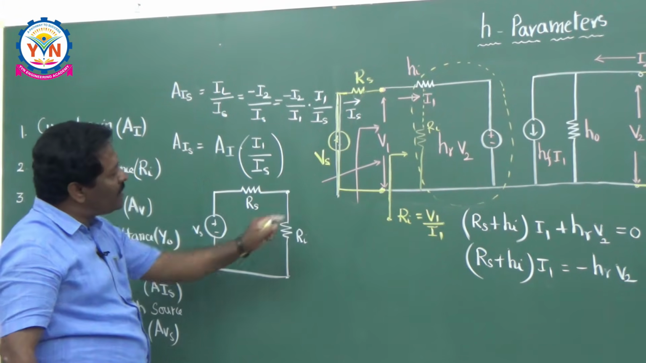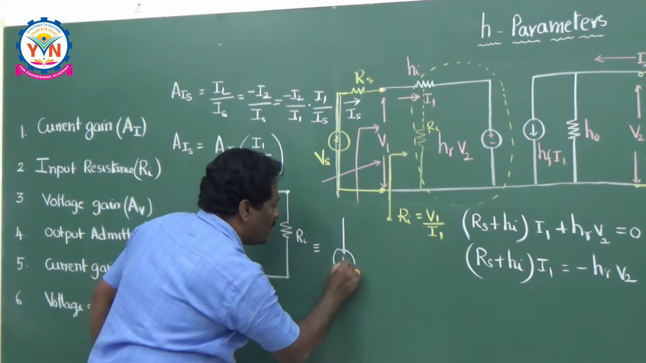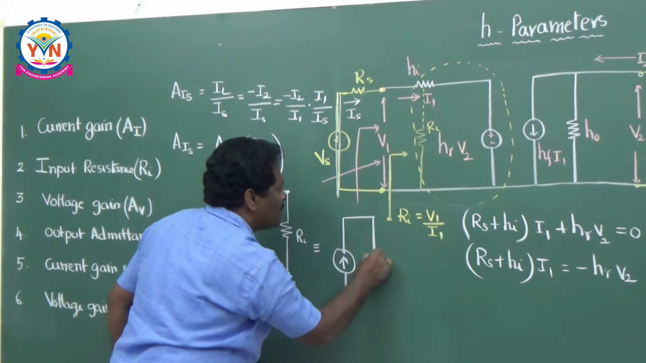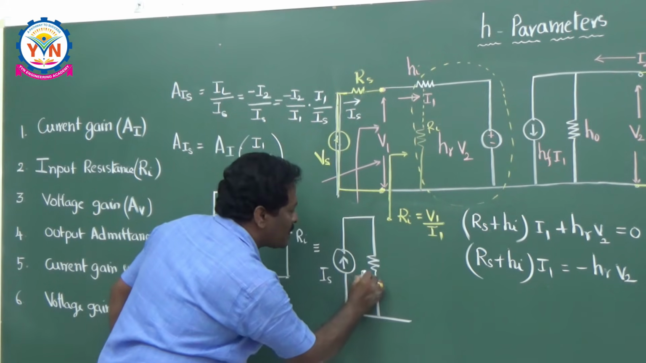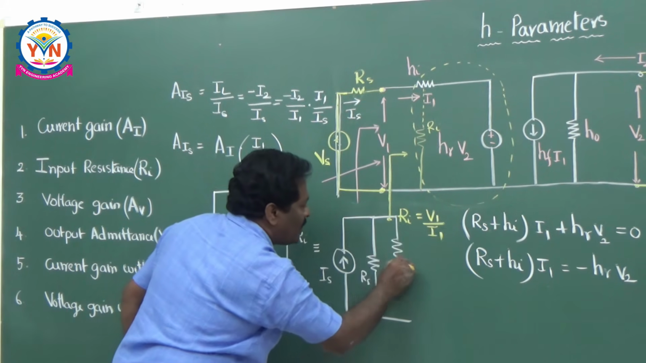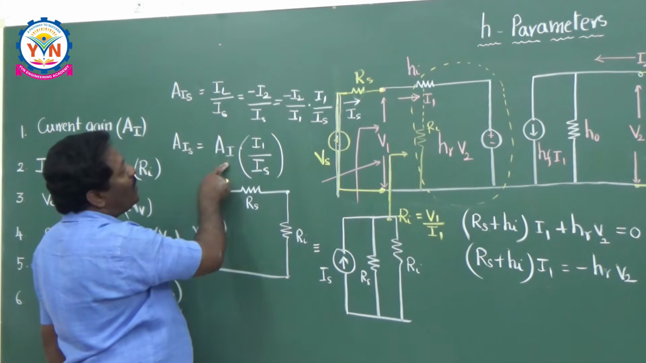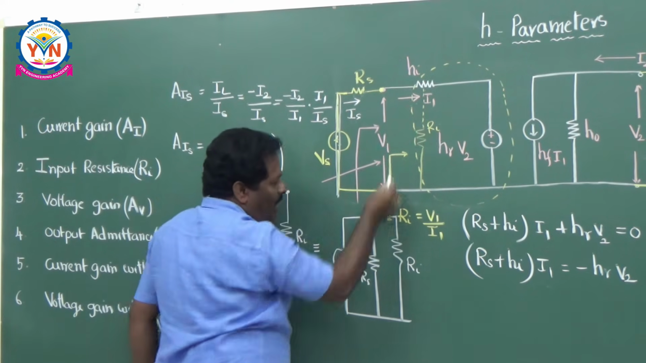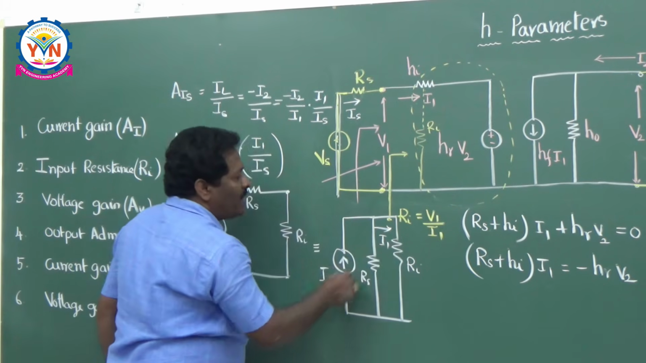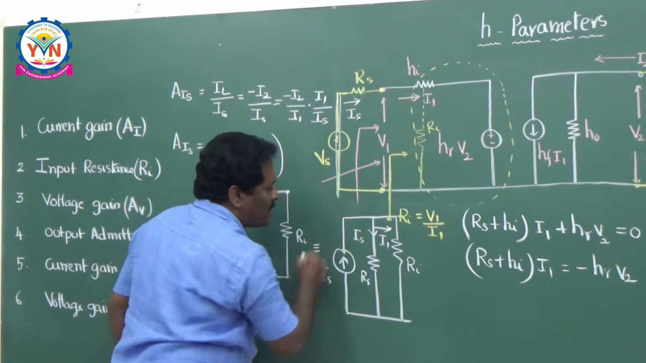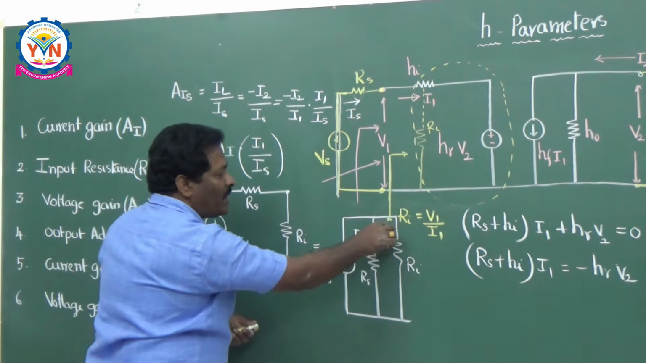So write down the Norton representation. What is the Norton representation here? A current source in parallel with a resistance. So this is IS, this one is RS, and this one is RI, the input resistance of the network. I would like to have I1 by IS. What is I1 here? I1 is through RI. This is the current I1 and this is IS through resistance RS. So you have to use the current division formula here. What is I1 here?